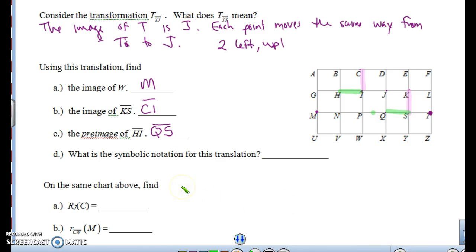All right, so what is the symbolic notation for this translation? If we use the T, we went 2 to the left, so that would be minus 2, and up 1 would be 1. So T of negative 2, 1.